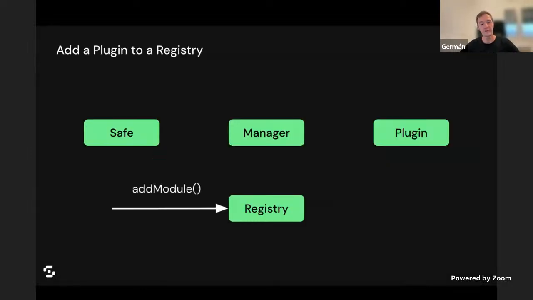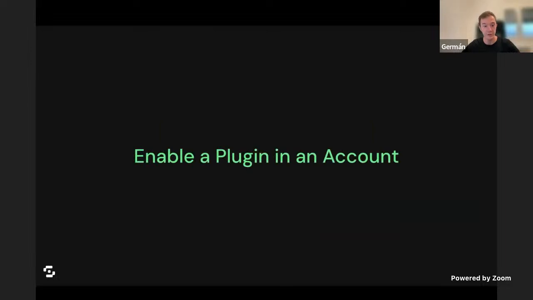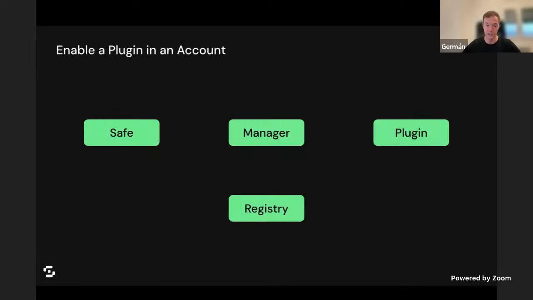So to add a plugin to the registry, basically, we can call the function add module in the registry and just add it to the list. This has to be done by the owner, of course. Then if we want to enable a plugin in an account, if we are a user, then we would need to execute a transaction that tells the manager to enable a specific plugin with a specific kind of permission.